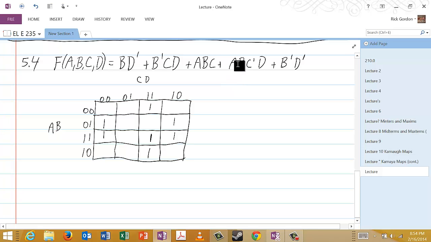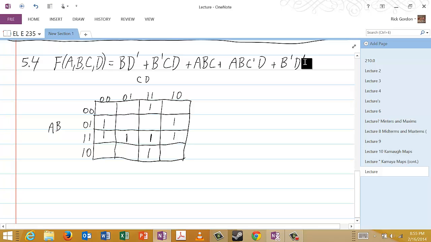Well, A and B must both be 1, C must be 0, and D must be 1. Since A and B are both 1, we know we're in this row. And since C is 0 and D is 1, we must be in this column, and therefore we get a 1 there. And then our last term is B prime, D prime.